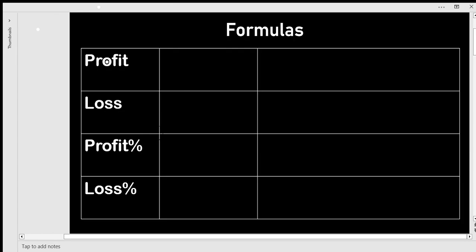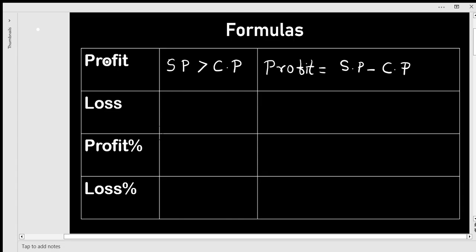The main formulas are profit. When is profit? Profit is when selling price is greater than cost price. I have never taught you how to mug up the formula. I have always taught you how to make the formula. So profit is equal to SP minus CP. Correct students?